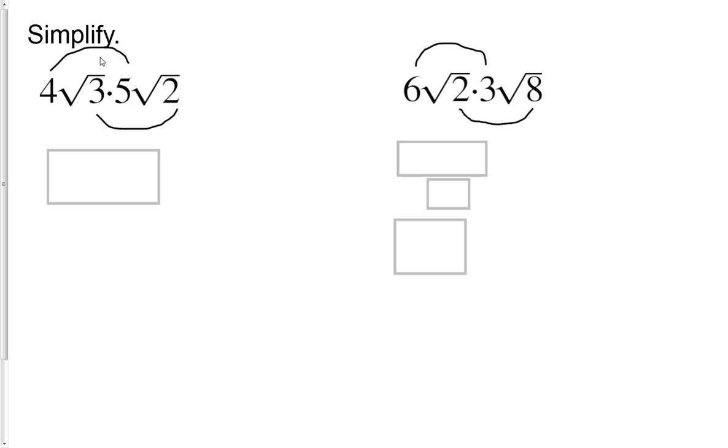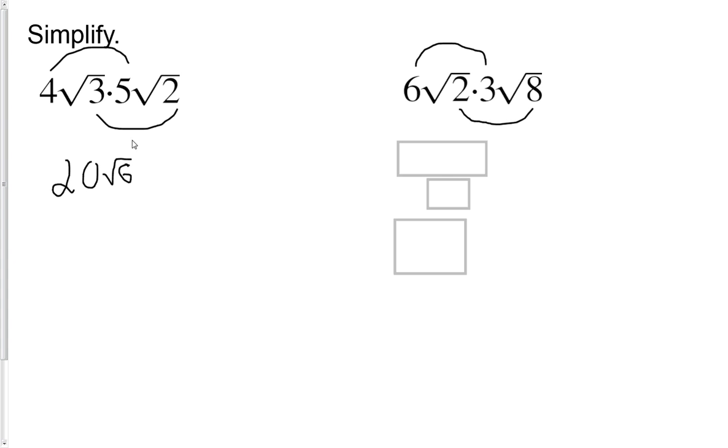Next, we've got 4 square root of 3 times 5 root 2. Well, what's 4 times 5? 20. What's 3 times 2? 6. So we got 20 square root of 6. Well, 6 is 2 times 3, and we're done, so there's no pairs, so this would be our final answer.